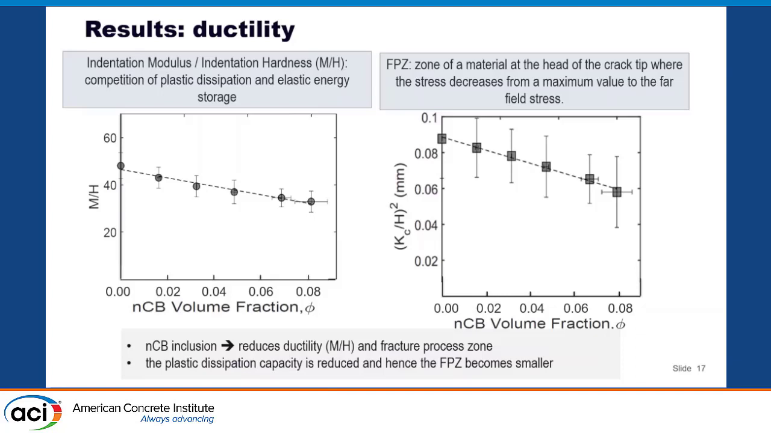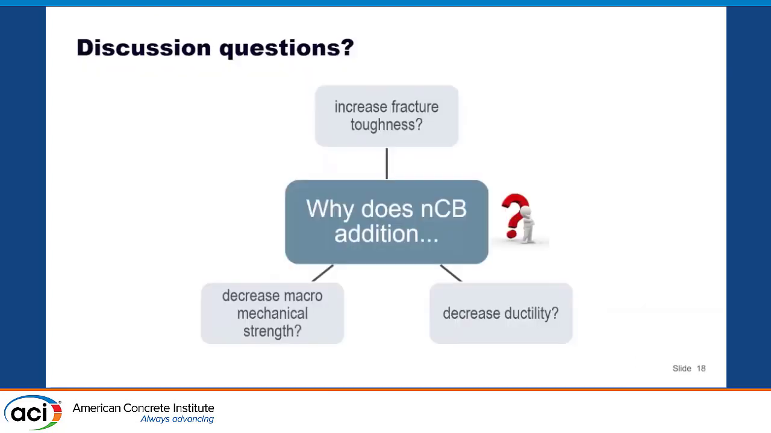So with the addition of the nanocarbon black, we can see a reduction in the M/H ratio and the fracture process zone. As a conclusion here, the addition of nanocarbon black reduces the ductility and the fracture process zone, and this can be related to the plastic dissipation capacity that is introduced by the fracture process zone.